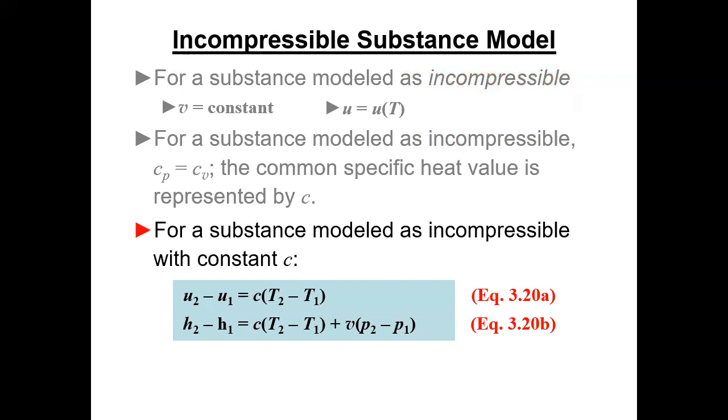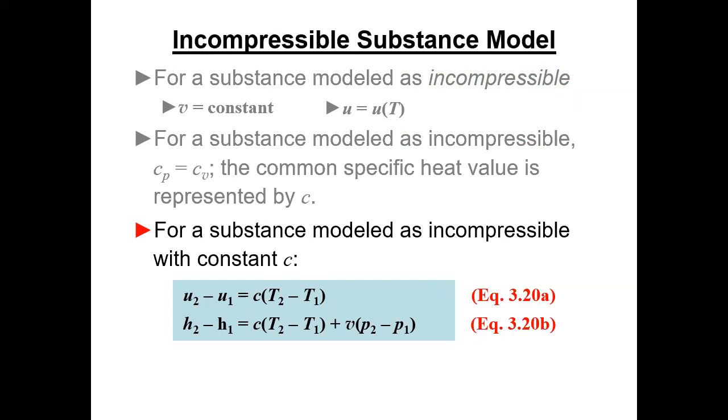For a substance modeled as incompressible with constant C, a change in internal energy: du is equal to C dT, and they integrated from 1 to 2. The C was constant, it pulled through the integral sign, and so you got T2 minus T1. So real simple. Look C up in a table, multiply it by the temperature difference, and if it's a delta T, you don't even have to convert to Rankine or Kelvin.